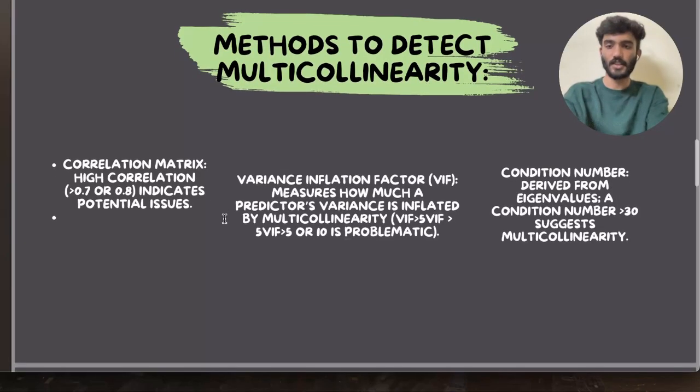Third, we have condition numbers. This is based on the singular values of the covariance matrix. A condition number above 30 suggests multicollinearity.